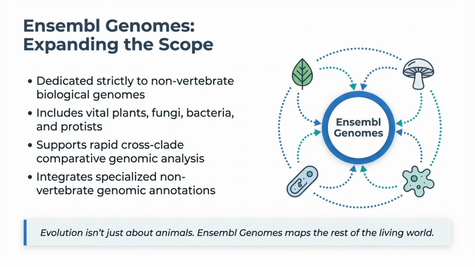Biology is much broader than vertebrates. Comparative genomics also needs to include plants, fungi, bacteria, and protists. That is where Ensembl Genomes becomes important. It expands the comparative framework to non-vertebrate organisms and allows researchers to analyze genomic relationships across a much wider range of life. This is useful for studying plant evolution, microbial diversity, fungal genomics, and many other biological questions. It also supports cross-clade comparisons, which can reveal how ancient biological mechanisms are shared across very distant organisms.